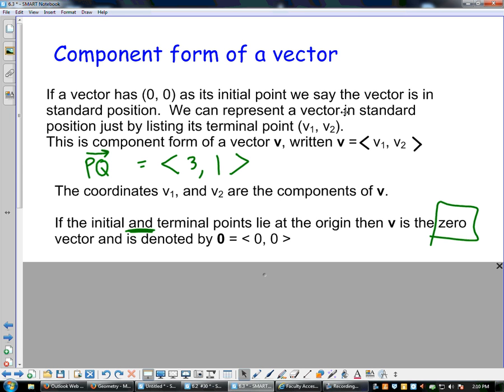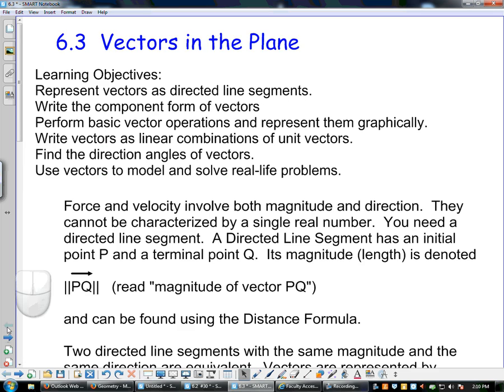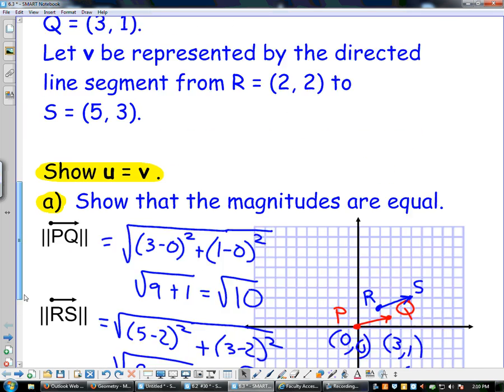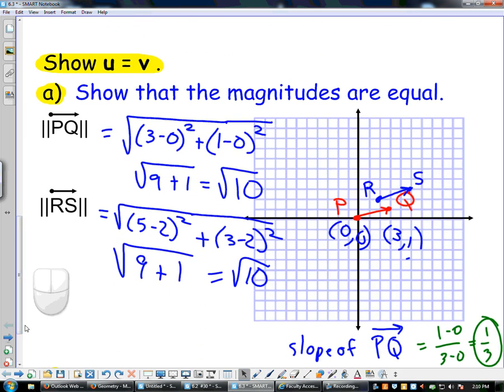Which ones are the terminal points? If we go back to this example here, for example, R was the initial point and S was the terminal point, all right? And in this case, P was the initial point and Q was the terminal point.